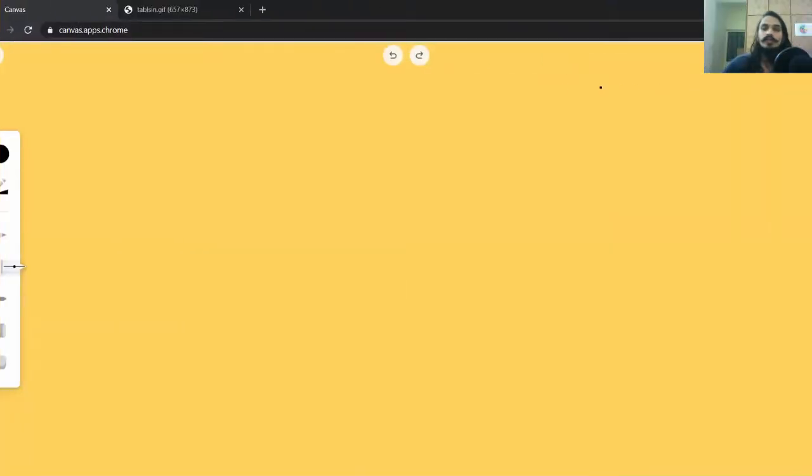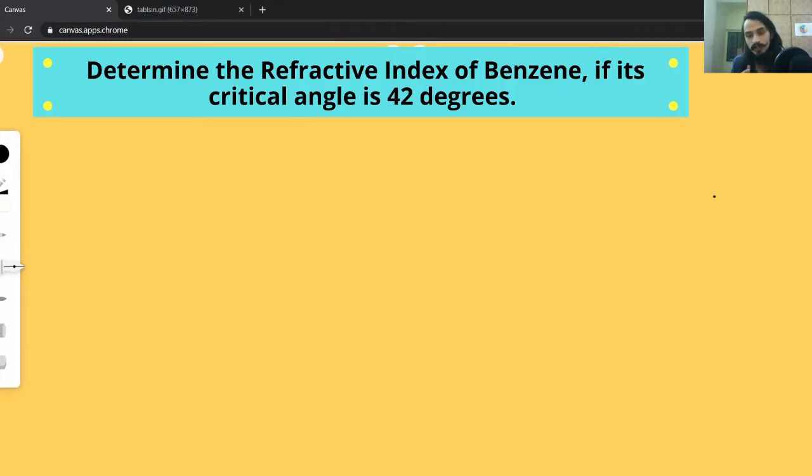Okay, so let's continue with our next sum. The next sum will be looking at refractive index, and it reads like this. It says: determine the refractive index of benzene if its critical angle is 42 degrees. Now it's just one single statement and it still has everything that we need to solve this sum.